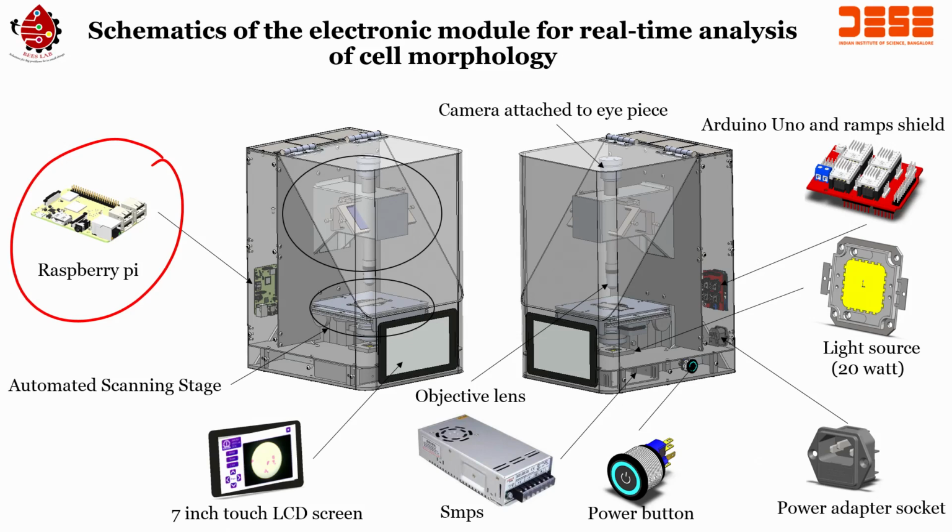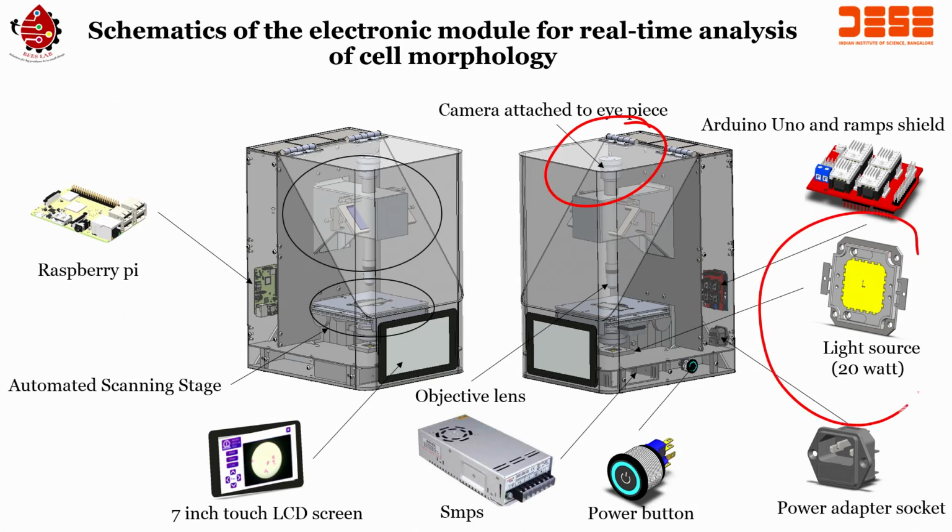There is an automated scanning stage, which you can see over here, and then we have the camera attached to an eyepiece, which is right over here. We have an Arduino Uno and RAM shield, we have a light source which is an array of LED lights, then we have a power adapter socket, a power button, and your SMPS.